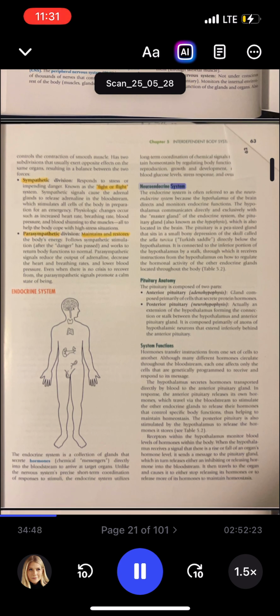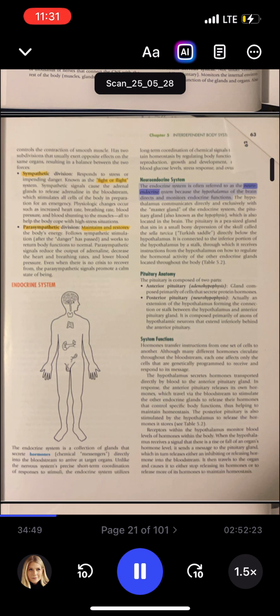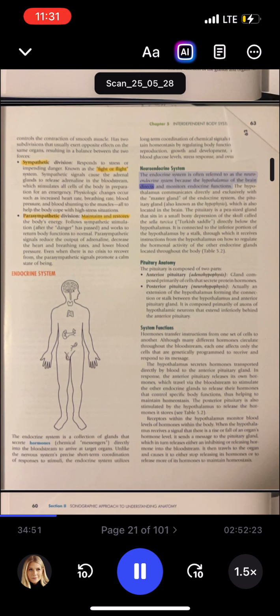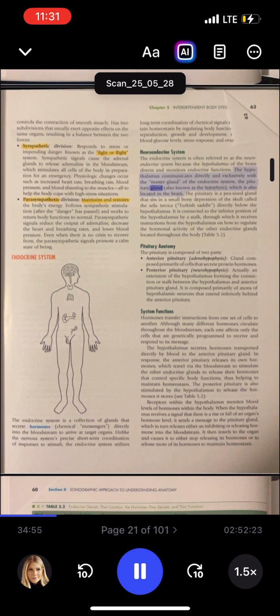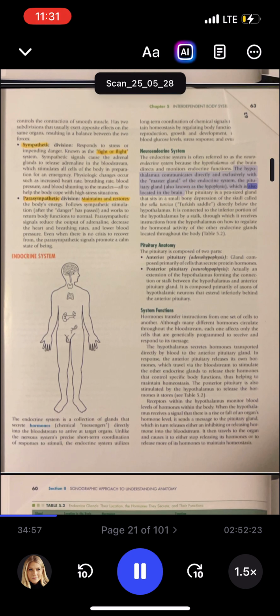Neuroendocrine system. The endocrine system is often referred to as the neuroendocrine system because the hypothalamus of the brain directs and monitors endocrine functions. The hypothalamus communicates directly and exclusively with the master gland of the endocrine system, the pituitary gland, also known as the hypophysis, which is also located in the brain.